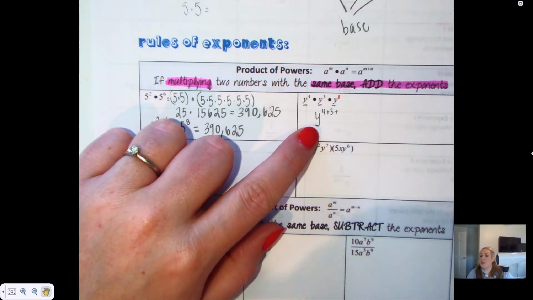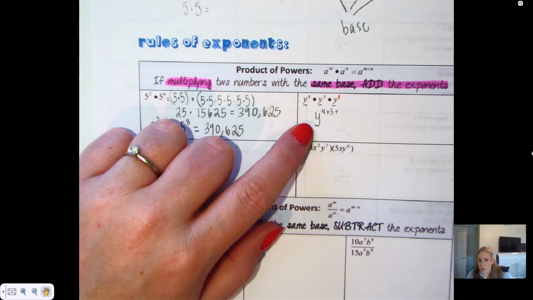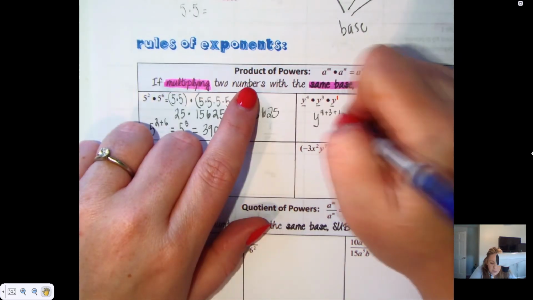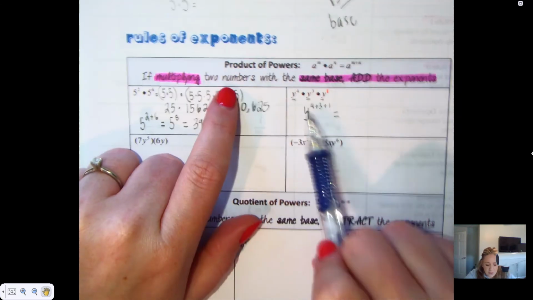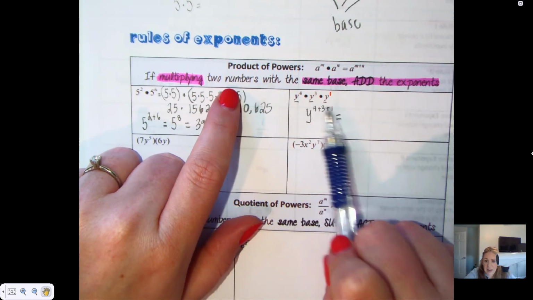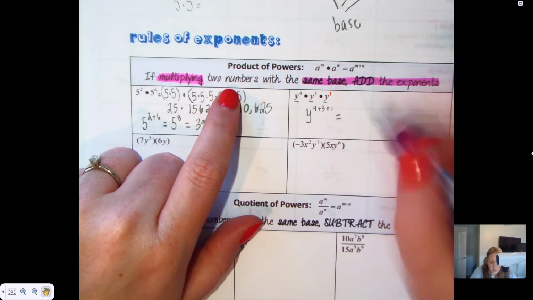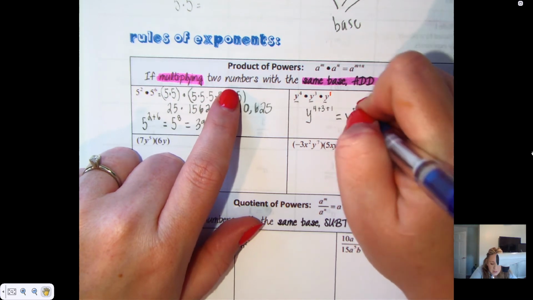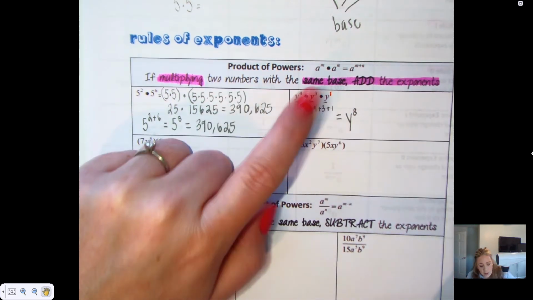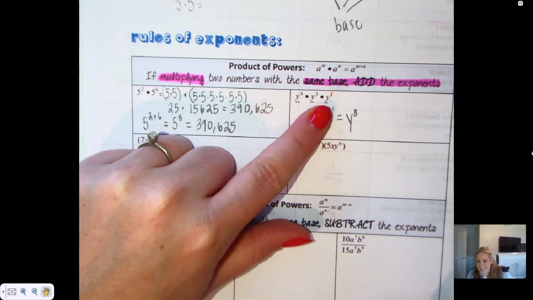Because if there was a 0, it would be something special, and we're going to learn that later. Y to the first, so you would have 1. So this would be 4, 7, 8. So this would be y to the 8th. 4, 5, 6, 7 plus 1 is 8.